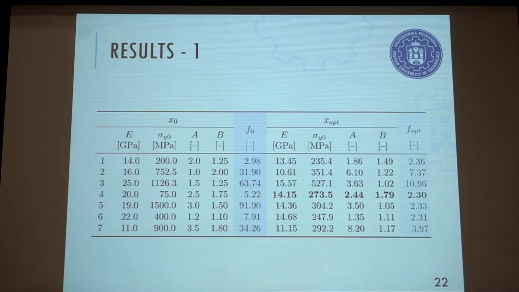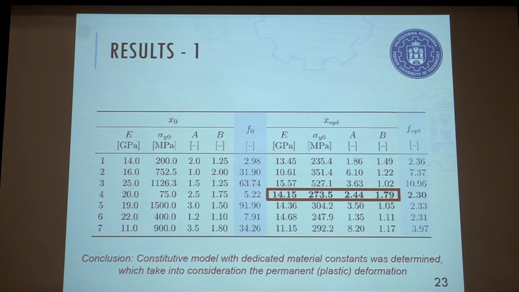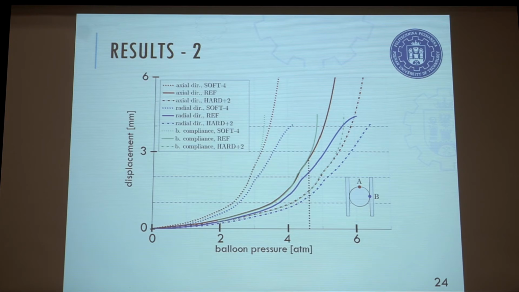I reached 7 vectors which were, let's say, locally optimal, and I selected the one with the lowest cost function. And the conclusion from this part of the study is that a constitutive model with dedicated material constants was determined, which takes into consideration the permanent deformation of the tissues. Okay, and further results of my study.